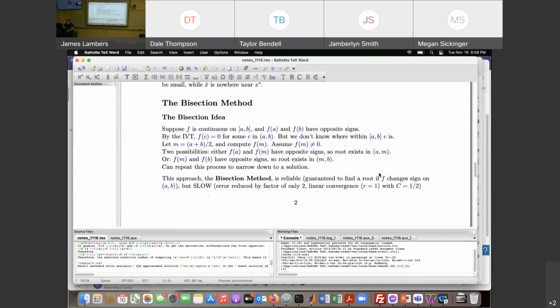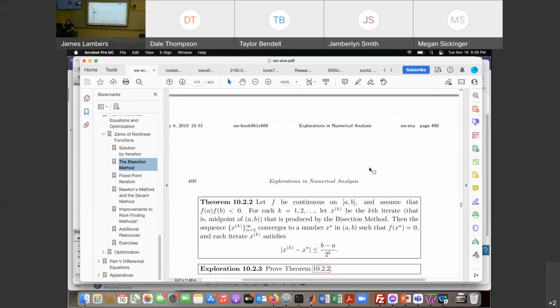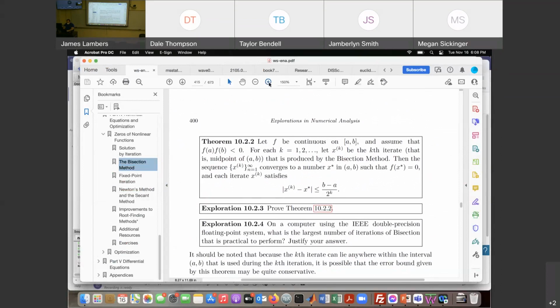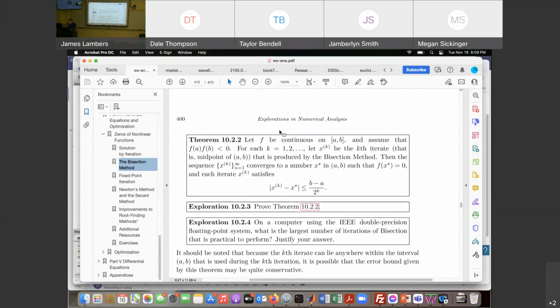I want to mention a theorem about the convergence behavior. This one right here. If I define the iterate xk to be the midpoint of the interval AB from the kth iteration, then what you can conclude is that the error in xk, the difference between that and the root, knowing the root is in the interval AB, is at most (b minus a) divided by 2 to the k.